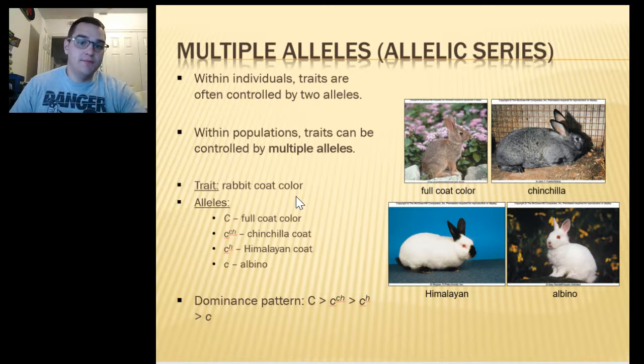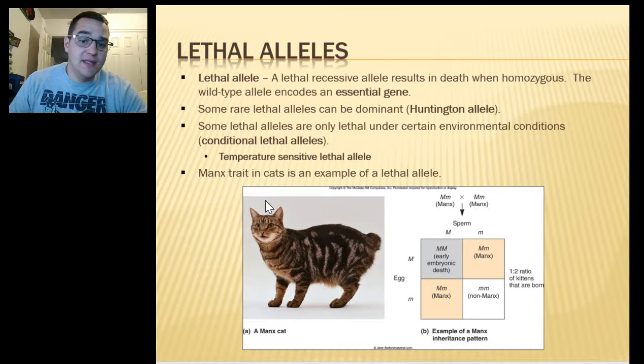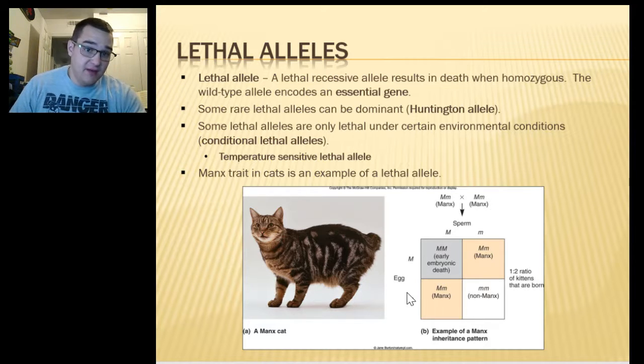And then there are lethal alleles, and a really good example of this is the Manx cats. The Manx gene is dominant, and so if you get two Manx cats and cross them together, they won't have any kids because all the kids die, embryonic death. It's just kind of how it works.